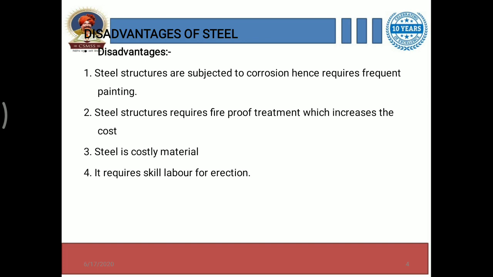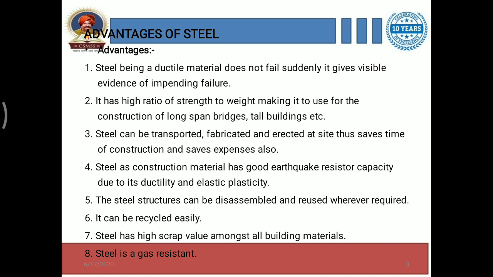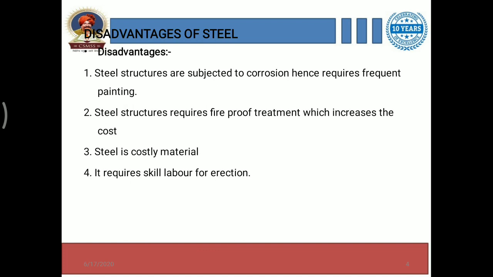Steel is used especially for bridges and high-rise buildings, and therefore it requires very skilled labor for the fabrication and erection of steel structures. These are some basics about steel structures, and some advantages and disadvantages of steel structures.